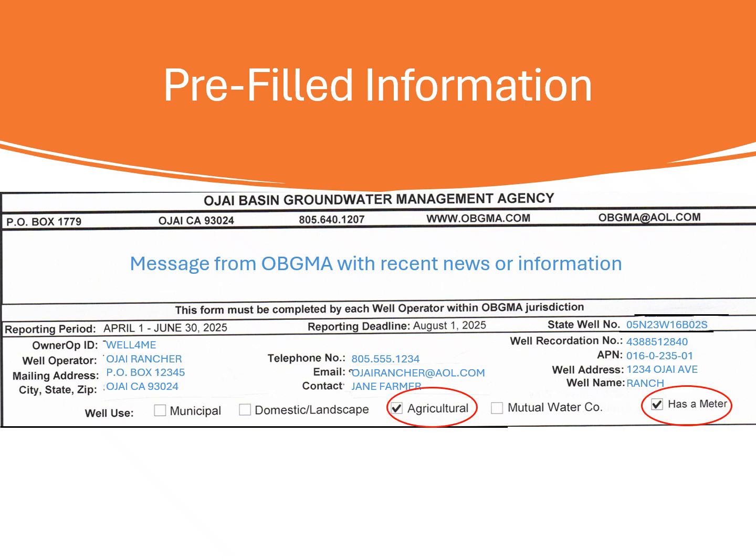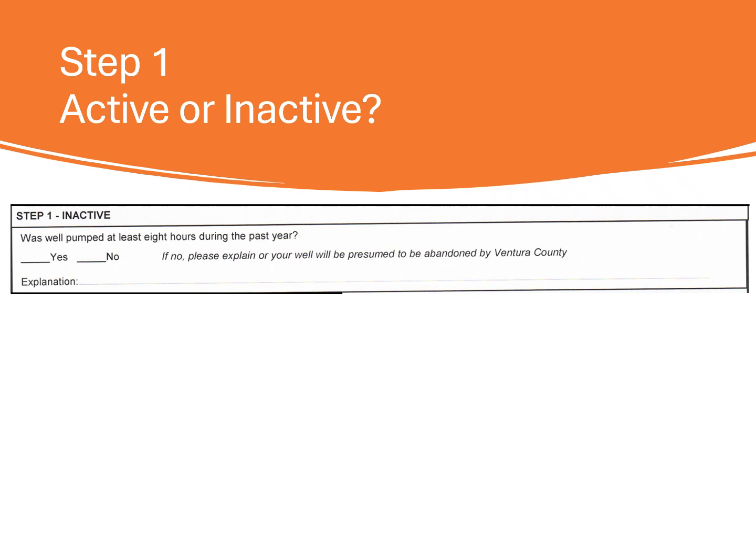A box indicating your well's use type will be checked. And if the well has a meter, that box will also be checked. If you think an incorrect box has been checked, please note it on the document and provide justification for the appropriate designation. If you have not operated your well for at least 8 hours in the past year, please provide an explanation in Step 1.